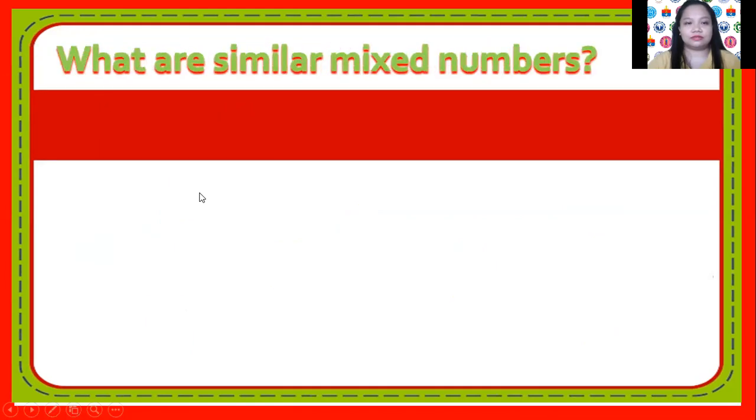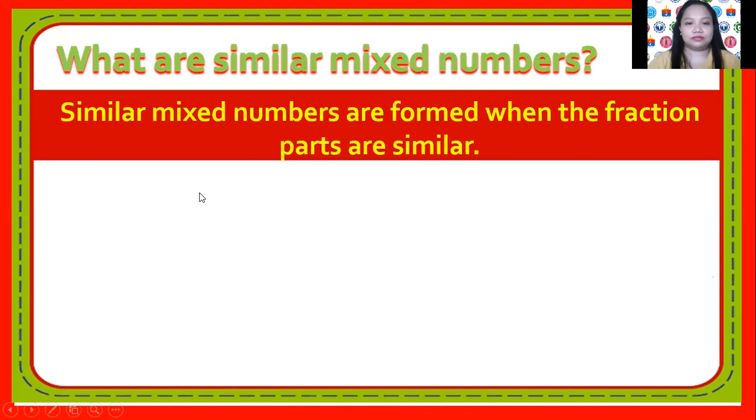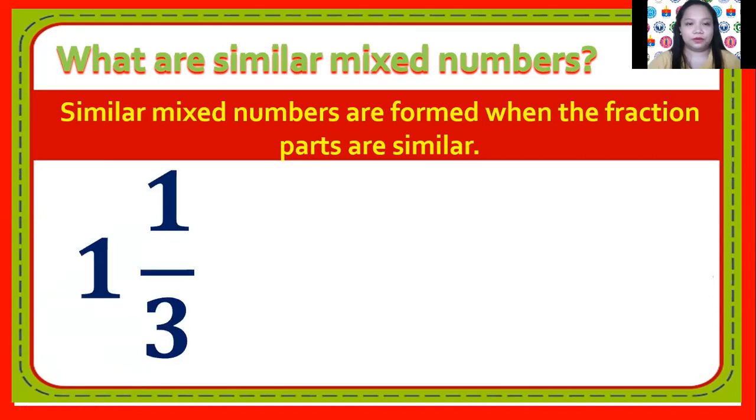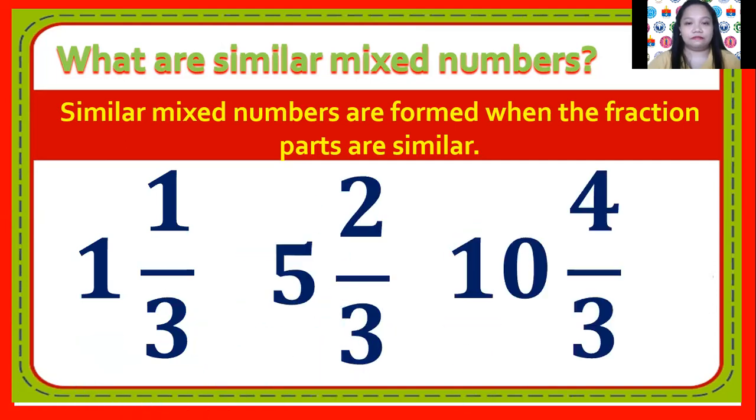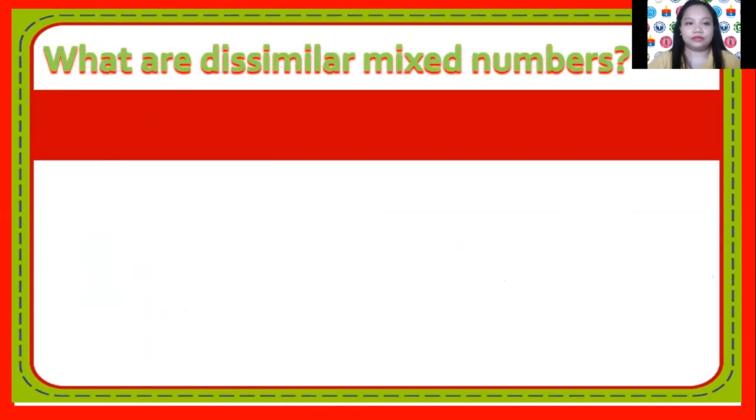Another term to unlock. What are similar mixed numbers? Similar mixed numbers are formed when the fraction parts are similar. For example, 1 and 1/3, 5 and 2/3, 10 and 4/3 are examples of similar mixed numbers since the fractional parts are similar.